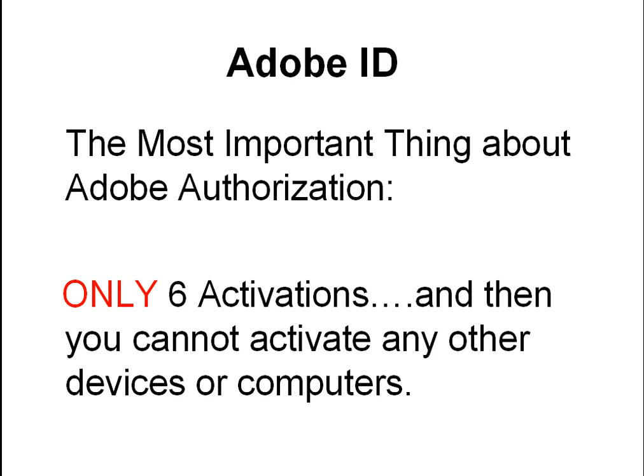The important thing about Adobe ID is only 6 activations. If they have more than 6 activations, a big message will come up saying, you've reached 6 activations. You cannot activate any more. Oh no! Well, what this means is you can have up to maybe 6 devices, such as your phone, your iPad, your personal computer, and an e-reader. Past that, it won't allow you. This is all about digital rights management, trying to protect the e-book.